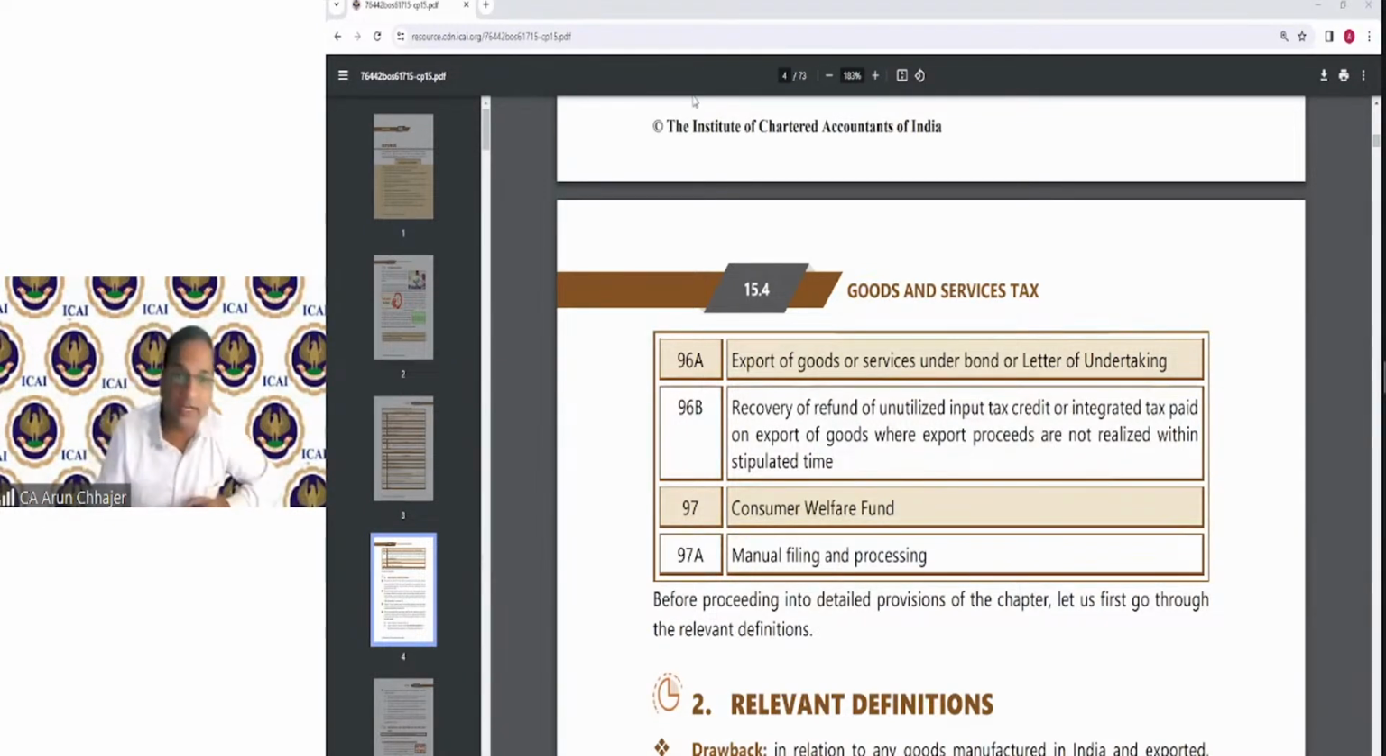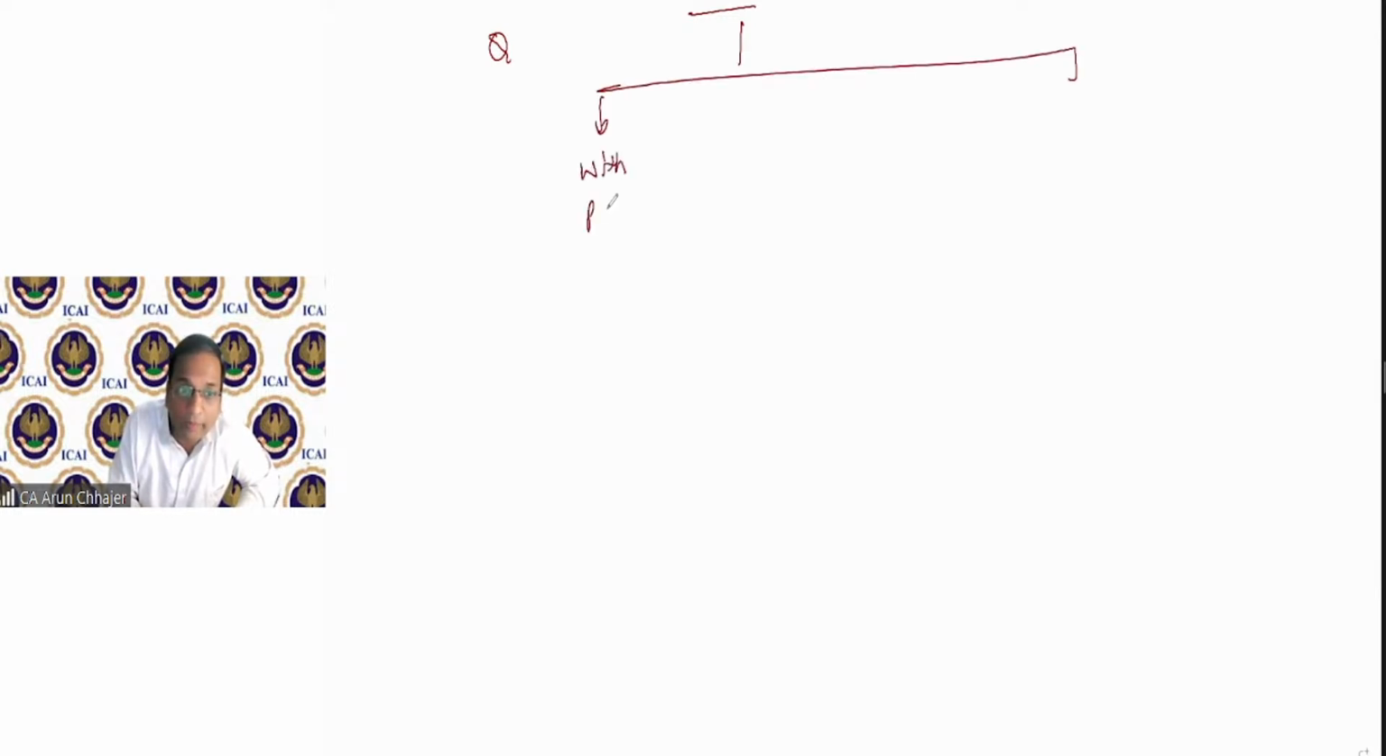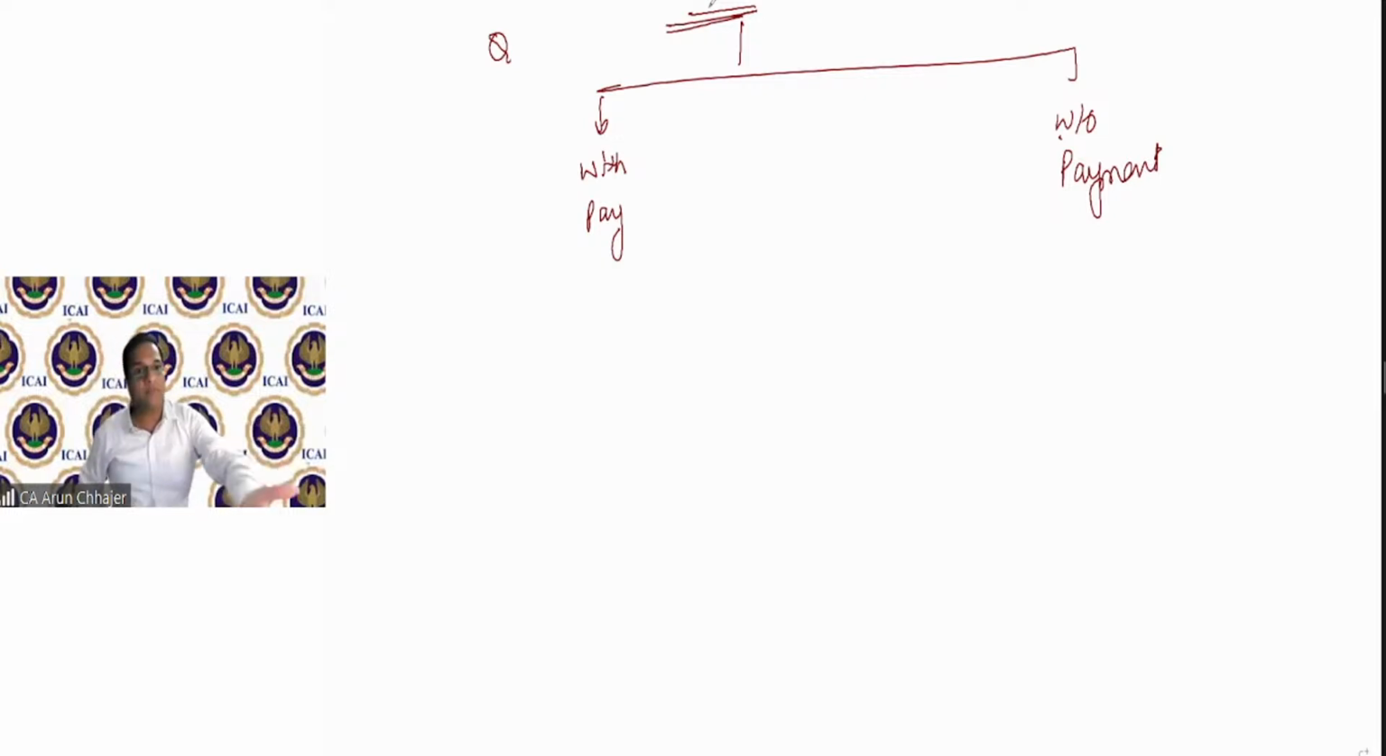Now, let me understand by one practical example. If I am asking the question, you can make the zero rated supply, export or SEZ, with payment of taxes and without payment of taxes. Which method will you opt? Suppose I am your client and I am asking you that I would like to make the zero rated supply, export or SEZ. You suggest which route I should go, with payment or without payment.